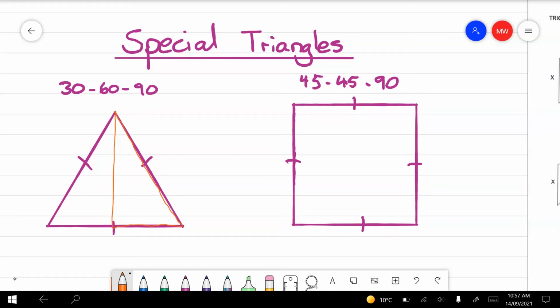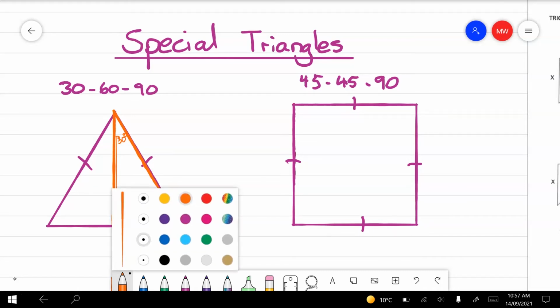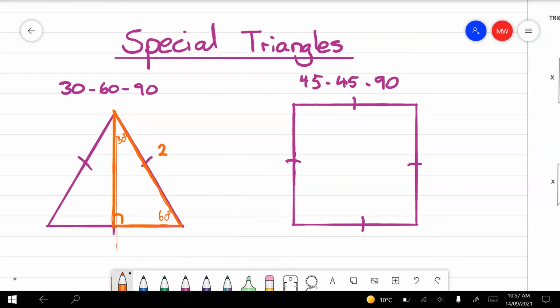And this forms what we know as our 60, 30, 90 triangle. And so we've got ratios. If this side of the triangle here was 2, and it was an equilateral triangle, so all sides were 2, when we chopped the bottom one in half, it became 1.